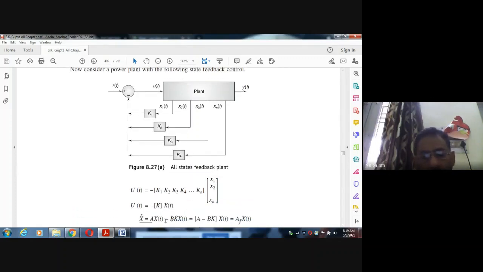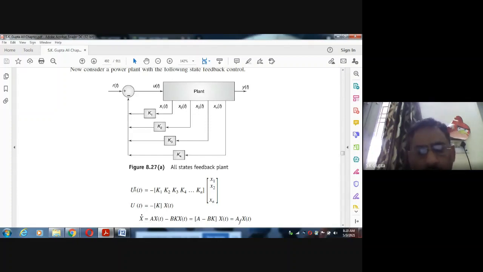Here x dot is equal to Ax plus Bu, and in place of u we put like this. If you take x as common, then it is (A minus BK) x. A is the 9x9 matrix and B is 9x1, or it can be 9x2, whatever it may be. If it is a 1-column B, u is one input.